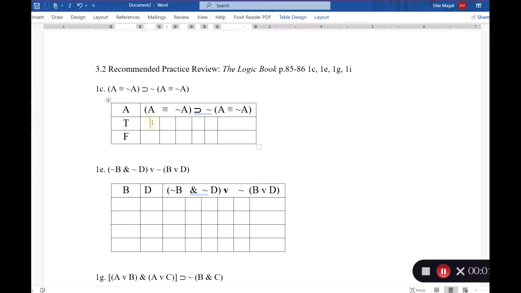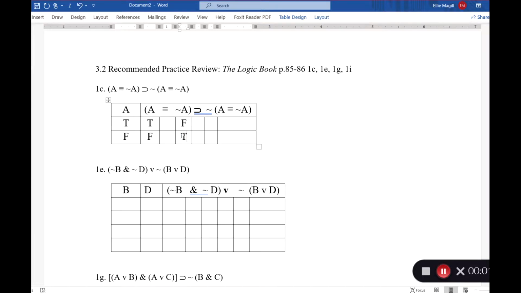I did repeat A. So we're going to have true, and we're going to have false, right? So I did this because it's easier to look at the biconditional with having those truth values right there next to it. So now let's do the other side of that biconditional. We have the negation of A, which is pretty straightforward. We flip those truth values, false and then true.